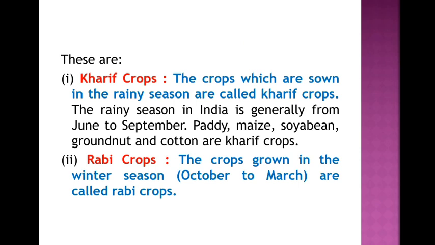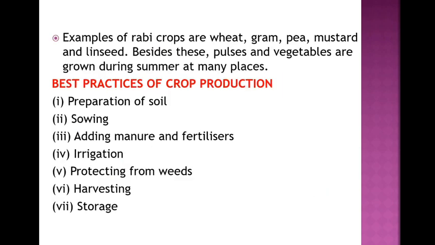And coming to Rabi crops, the crops which are grown in the winter season, that is from October to March, are called Rabi crops. Just look at the examples of Rabi crops: wheat, gram, pea, mustard and linseed. And besides Kharif and Rabi crops, pulses and vegetables are also grown in summer in many places. So these are the different types of crops.